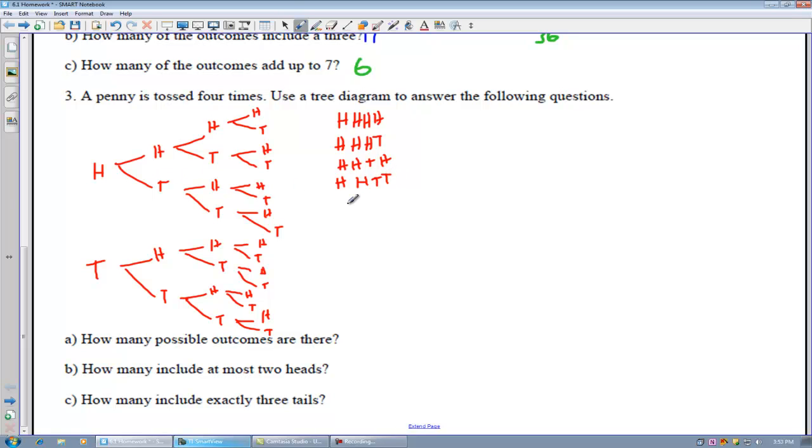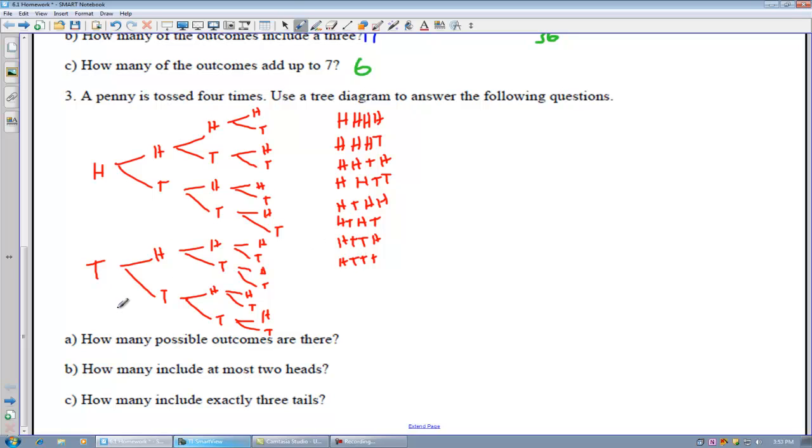All right, then you do the next one. So heads, tails, heads, heads, or heads, tails, heads, tails. And again, the next one, heads, tails, tails, heads, or heads, tails, tails, tails. And you should get 1, 2, 3, 4, 5, 6, 7, 8 of them.